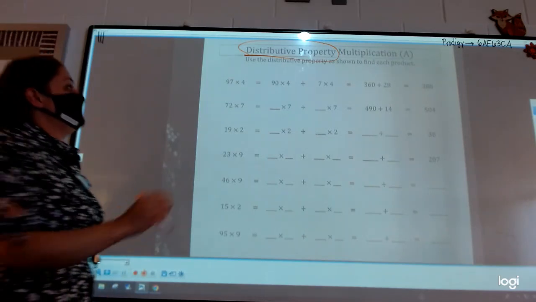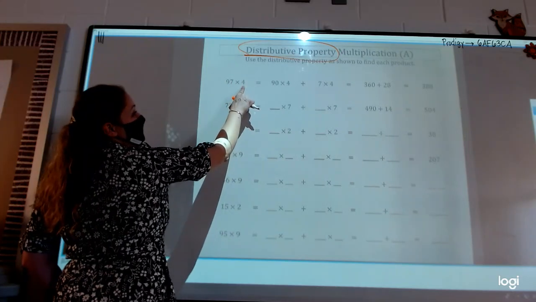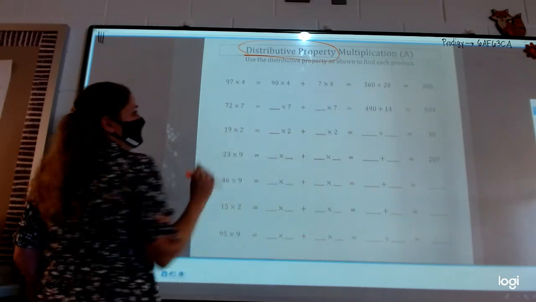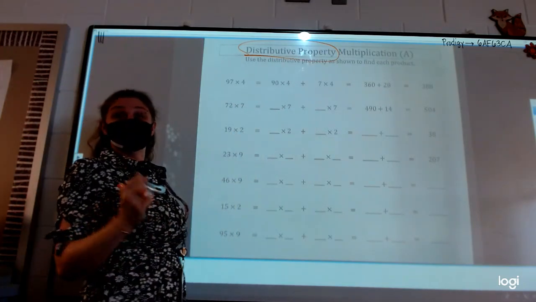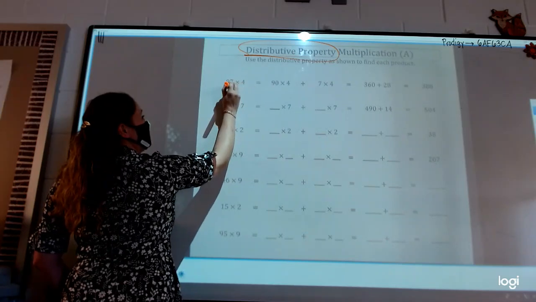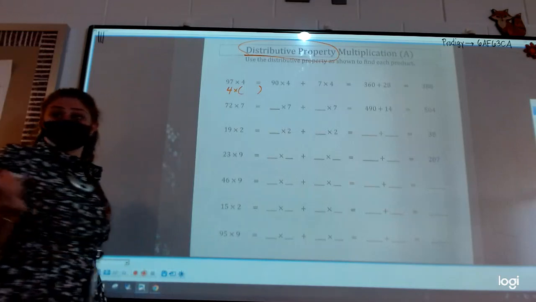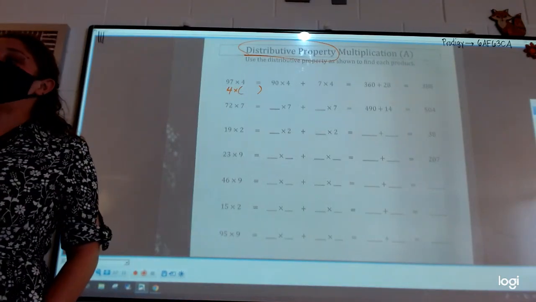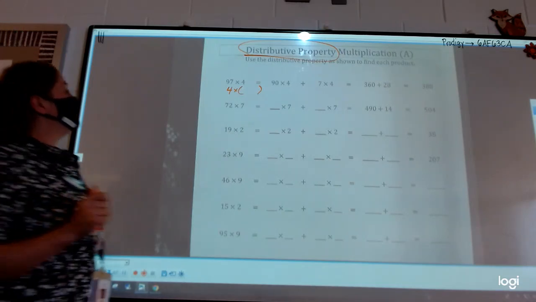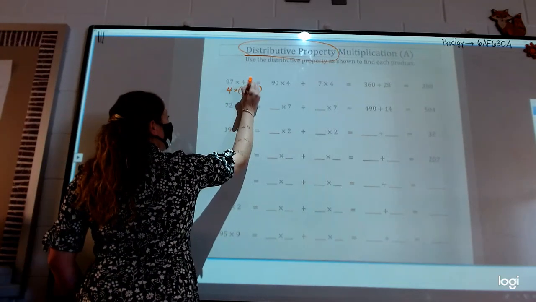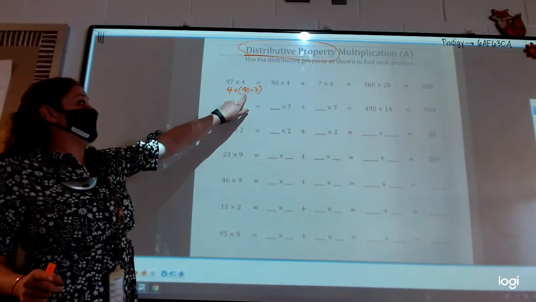So they do an example for us right here. 97 times 4. Okay, they broke it up like this. We didn't really do it like that. Let me show you just on this example how it's the same as the way we did it. So 97 times 4. We're going to break up that 97 into two numbers. What two numbers would be easy to work with? 90 and 7. 90 plus 7. Okay? Because we do now know how to multiply 90 times 4.